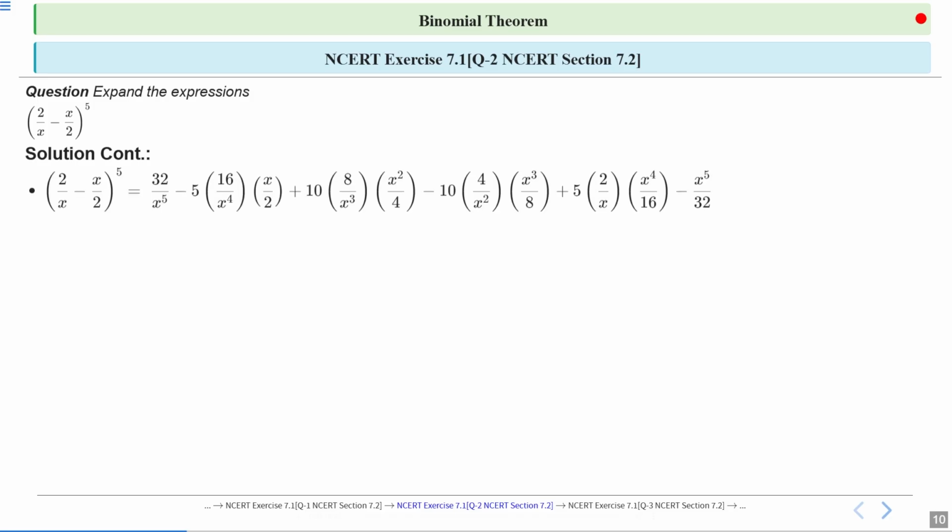So using the binomial theorem, we obtain the expansion of (2/x − x/2)^5. This is equal to 32/x^5 − 5 times 16/x^4 times x/2 + 10 times 8/x^3 times x^2/4 − 10 times 4/x^2 times x^3/8 + 5 times 2/x times x^4/16 − x^5/32.